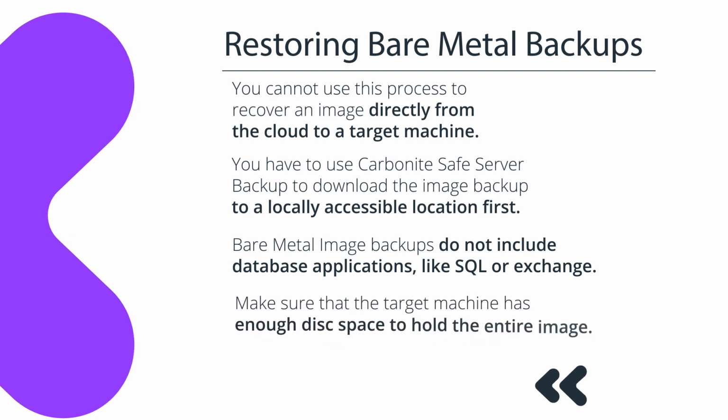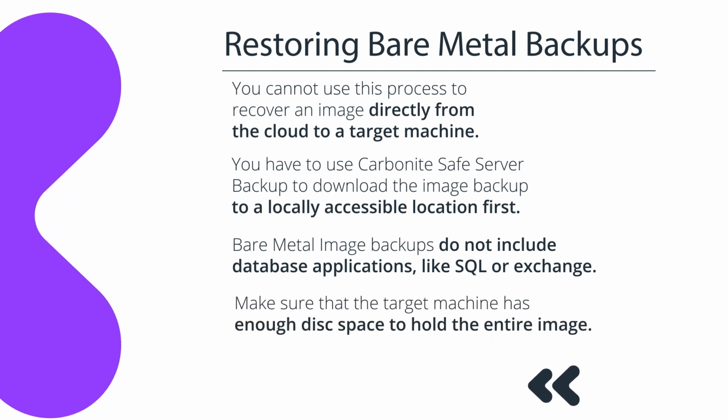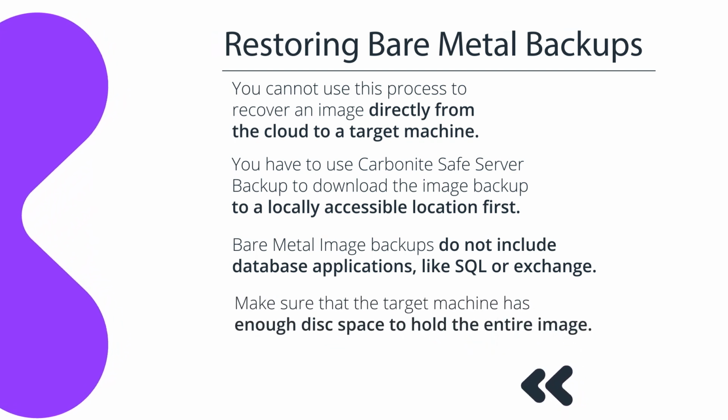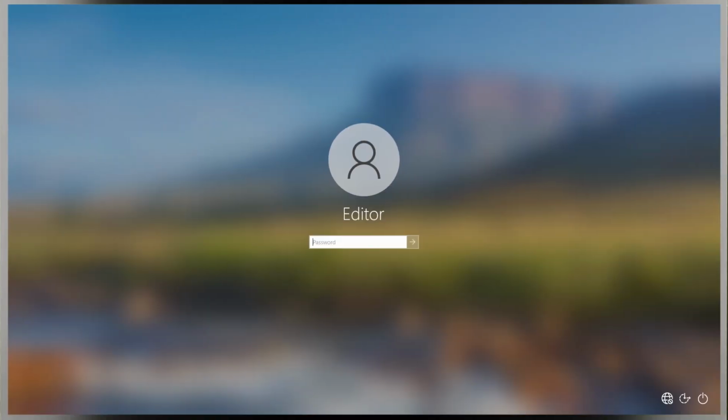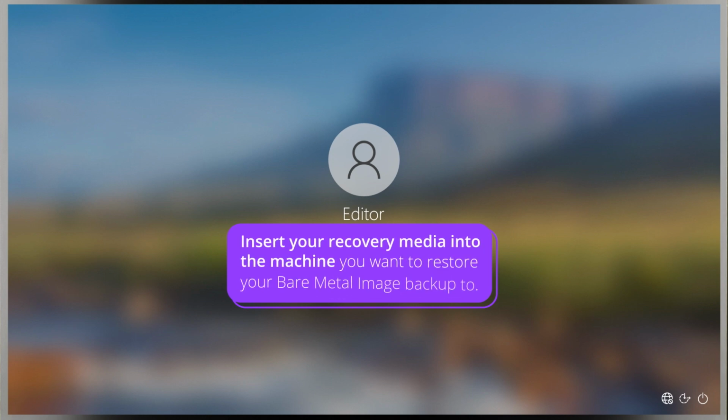You also need to make sure that the target machine has enough disk space to hold the entire image, or you won't be able to select it as a target using the recovery wizard. Step 1. Insert your recovery media into the machine you want to restore your bare metal image backup to.